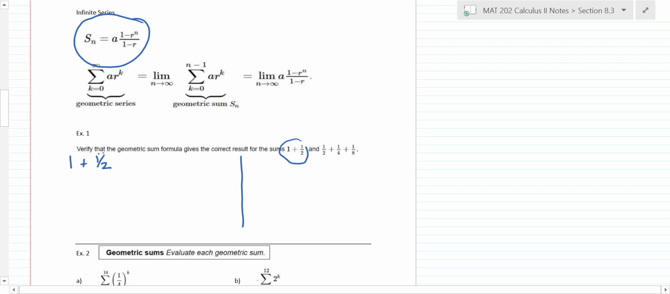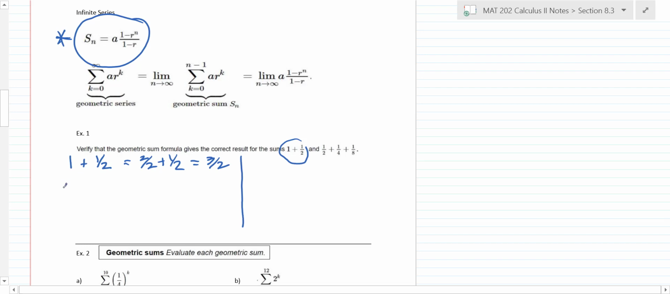Okay, first of all, if you looked at this problem, if you added that together, you'd just have 2 halves plus a half. So that partial sum would be 3 halves. Now let's use this formula right here and see if it works.